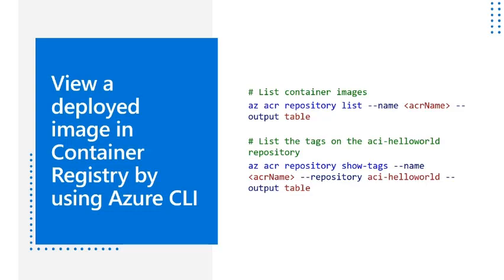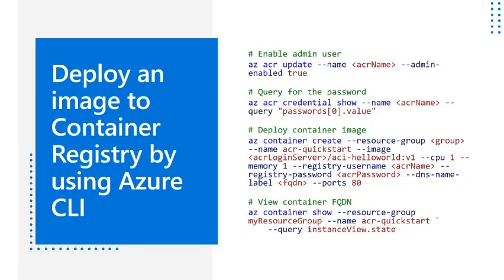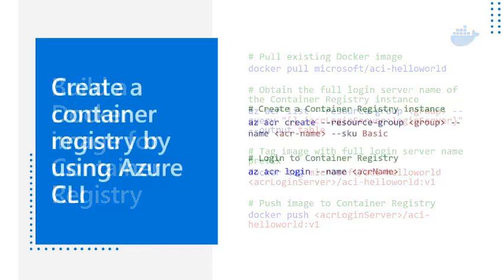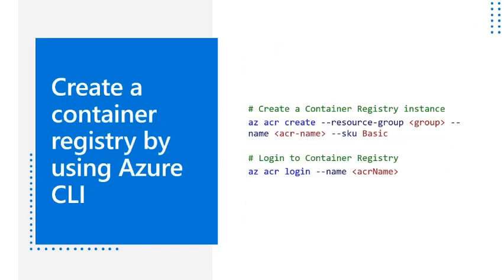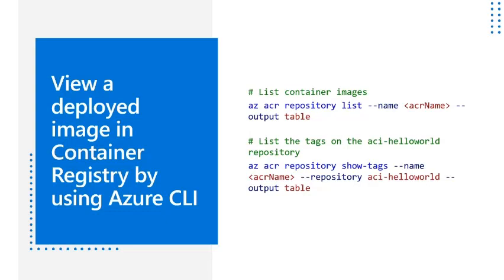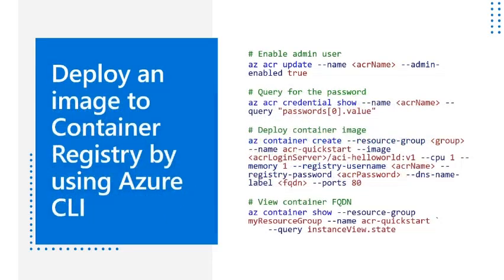And now we have deployed an image to the container registry. Just to summarize what we did: we created a container registry, then we built a Docker image for the container registry, then we viewed that image in the container registry. Now we deploy an image from the container registry by using the CLI.